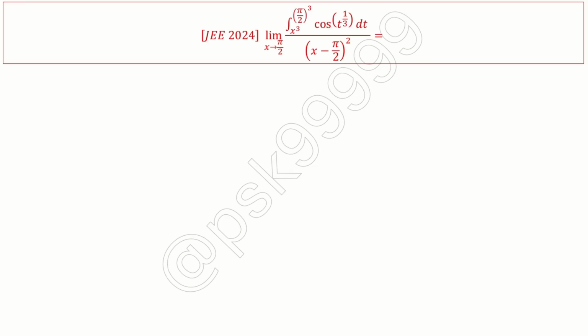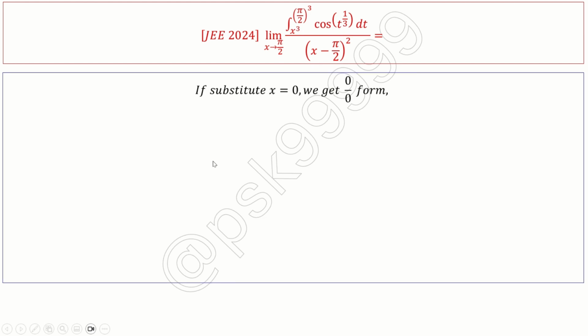Limit x tends to pi by 2, integration from x cube to (pi by 2) whole cube, cos of t to the power of 1 by 3 dt divided by (x minus pi by 2) whole square. Looking at this very clearly, we can tell we have to apply the Newton-Leibniz formula, correct? That's very simple. Now let's see how to do this. If I substitute x equal to pi by 2, the integration has the same limits, so it will be 0, and here also 0, so 0 by 0 form, so I have to differentiate, correct? Which means I need to apply the Newton-Leibniz theorem, right?